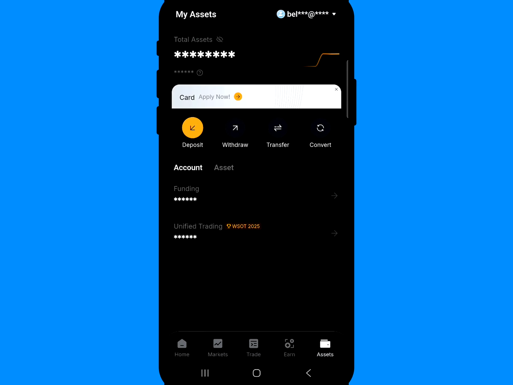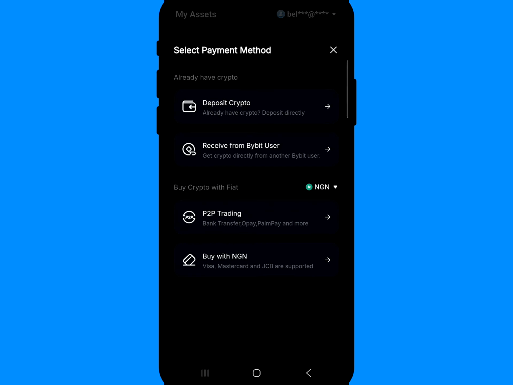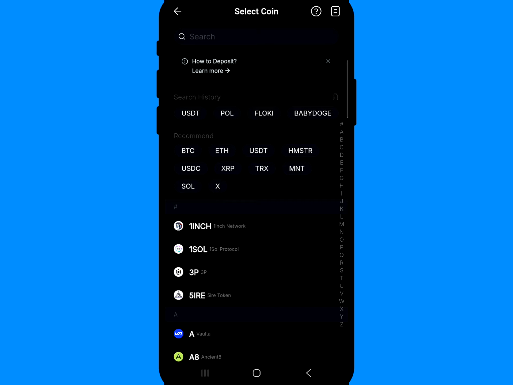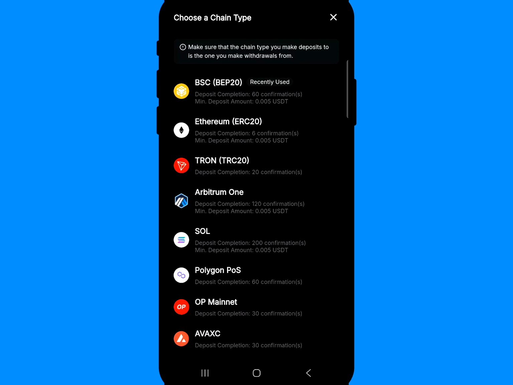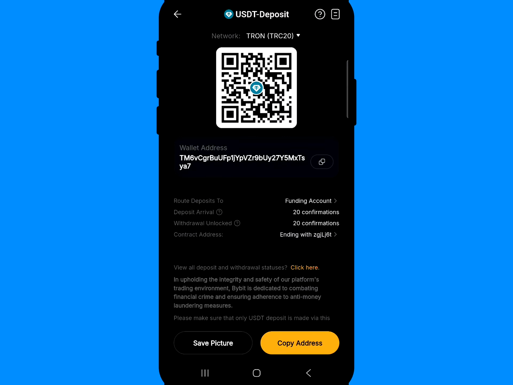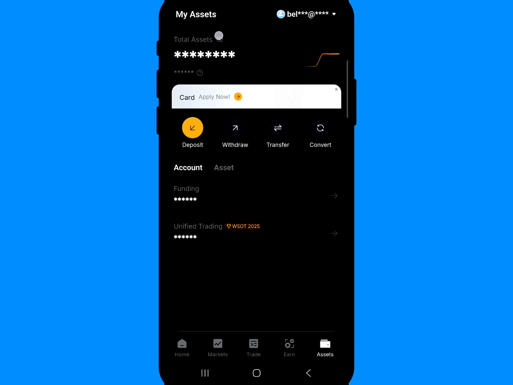Then you can come to the deposit area here where you can fund with USDT, or you can go to the P2P area. I've already made a video on how you can easily fund your account. The video is down below this video. You can choose any network, either Tron network or BEP20, and fund your account.